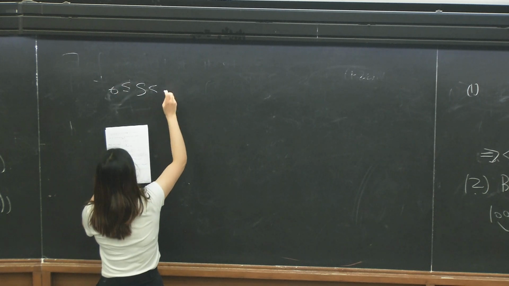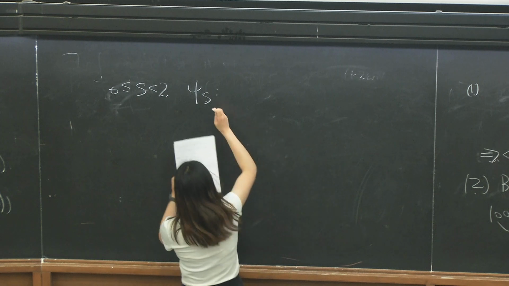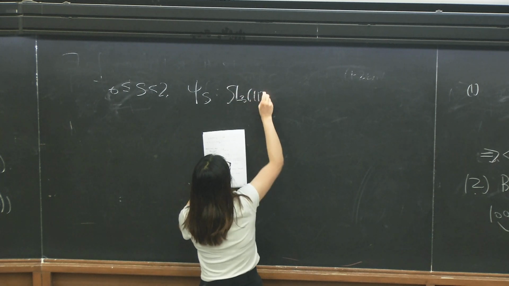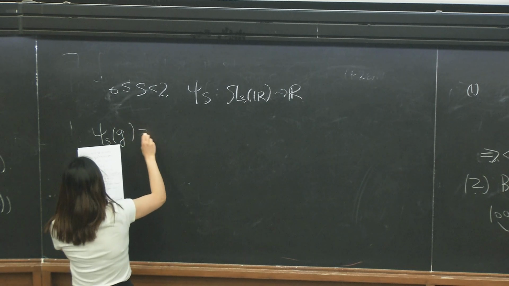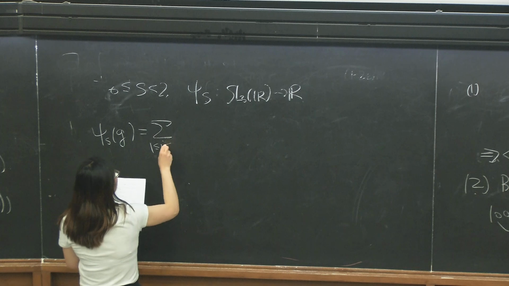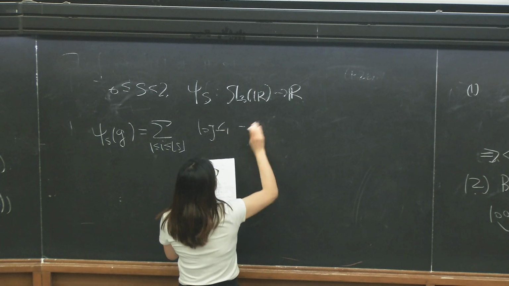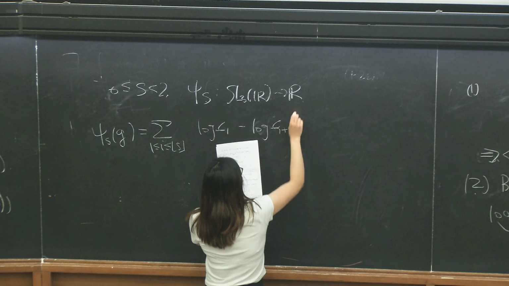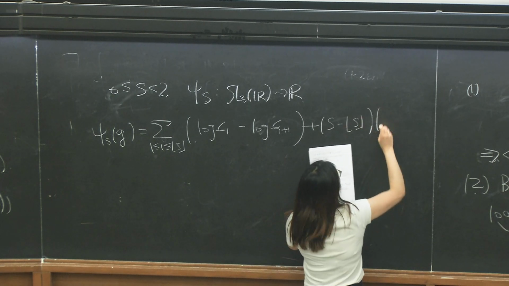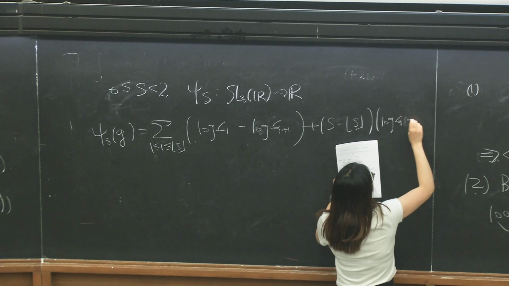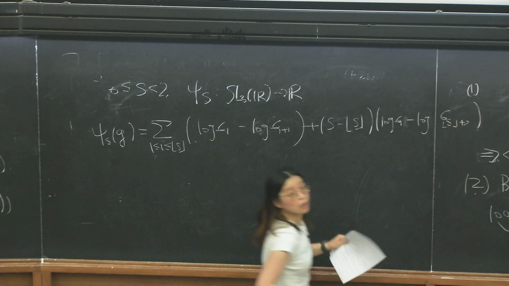You give me any s between 0 and 2, I have this psi s. This is the thing I'm going to apply this proposition three to. So it's S3 to R. Now you give me any g, and I do this formula: the sum over i between 1 and the floor of s, of log sigma 1 minus log sigma i plus 1, plus s minus the floor of s times log sigma 1 minus log sigma floor plus 2. So we write this.